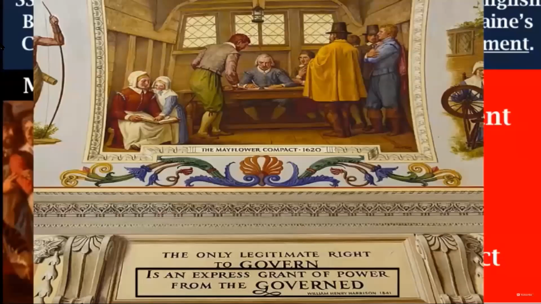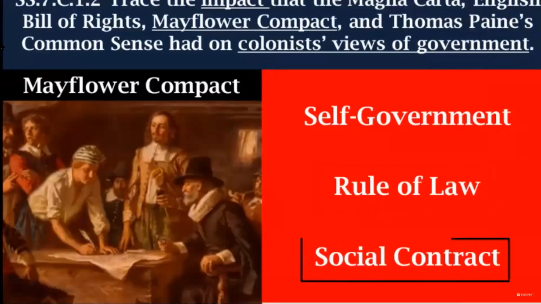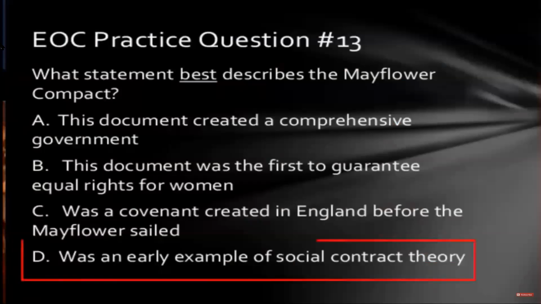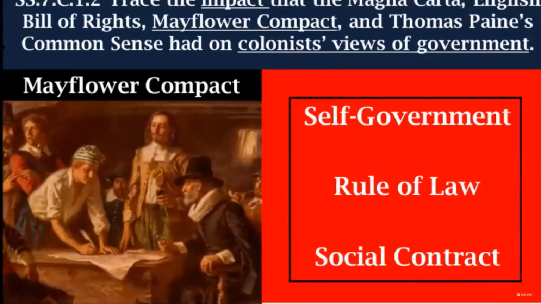Other possible answers: the Mayflower Compact established the rule of law, a system of laws for everyone to live by. Another possible answer is social contract. Now, technically, this wasn't a social contract since all of the men signed it. It was a real contract. But it has the idea of people agreeing to live under a government. So for the Mayflower Compact, your answers are either self-government, rule of law, or social contract.